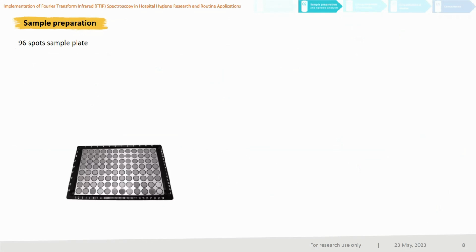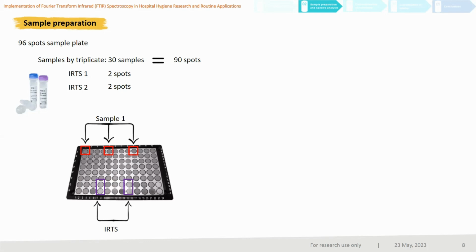Once you have homogenized the samples, you can proceed to deposit them on the plate. Typically, we deposit the samples in triplicate, which is the minimum number of replicates indicated by the system. Then, the maximum number of samples that can be analyzed on a single plate is 30 samples. For each run, it's necessary to include 2 control samples in duplicate and 1 blank spot. That results in a total of 95 spots used.